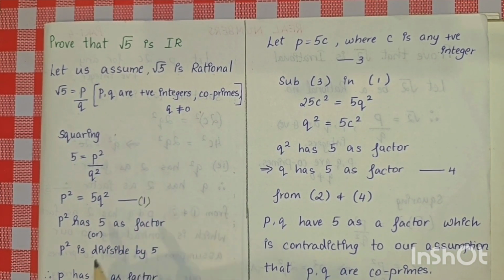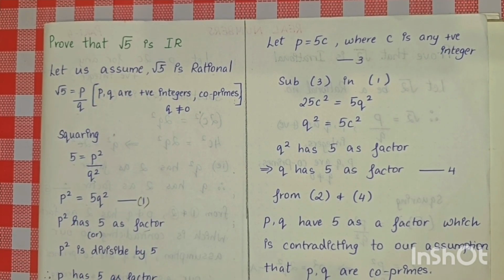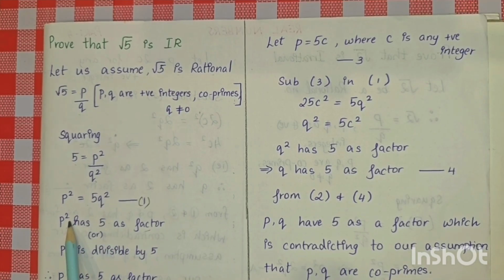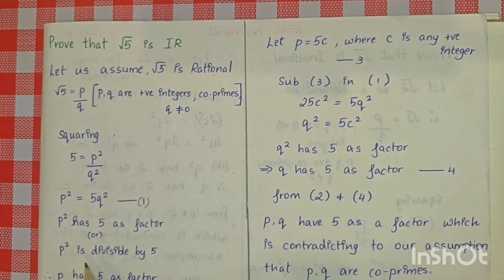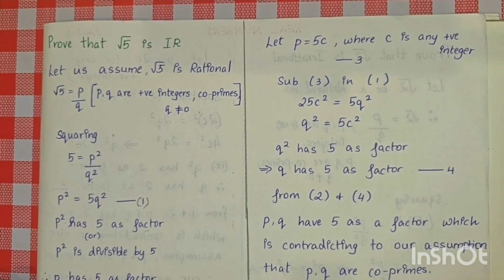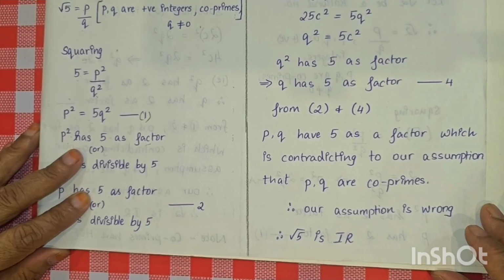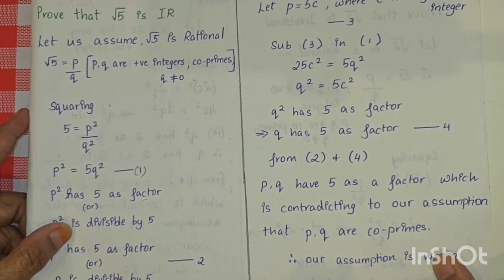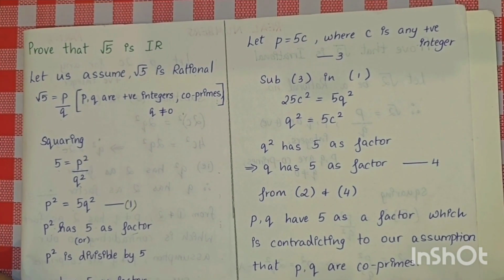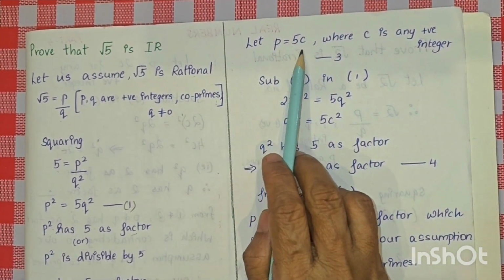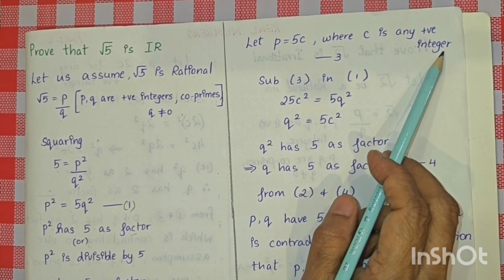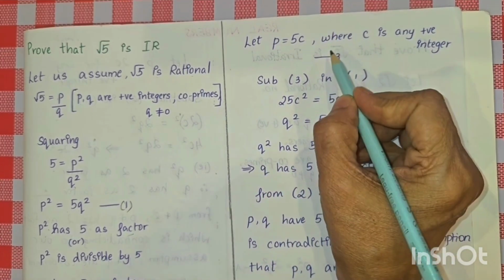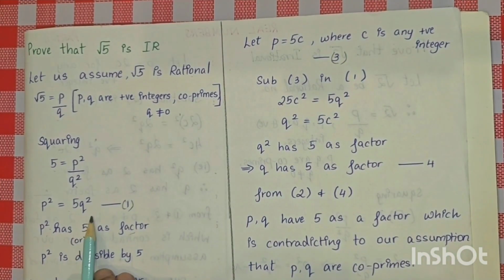That is equation 1. So that means p squared has 5 as a factor, or you can even write p squared is divisible by 5. Anything is fine. Therefore p has 5 as a factor, or p is divisible by 5. Hope it's clear. Now p has 5 as a factor, so we will write let p equal to 5c, where c is any positive integer. So substitute this in equation 1.